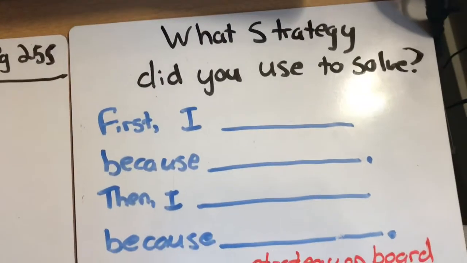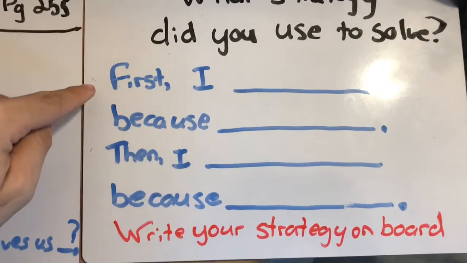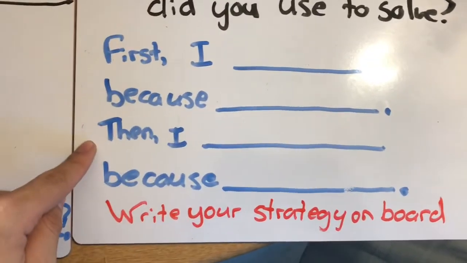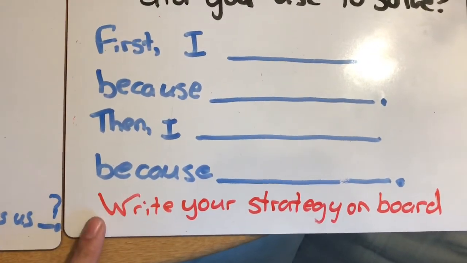After you're done solving, be sure to think about what strategy you used to solve the problem. To do that, you can think, first, I use blank because blank. Then I use blank because blank. Be sure to write your strategy on the board.